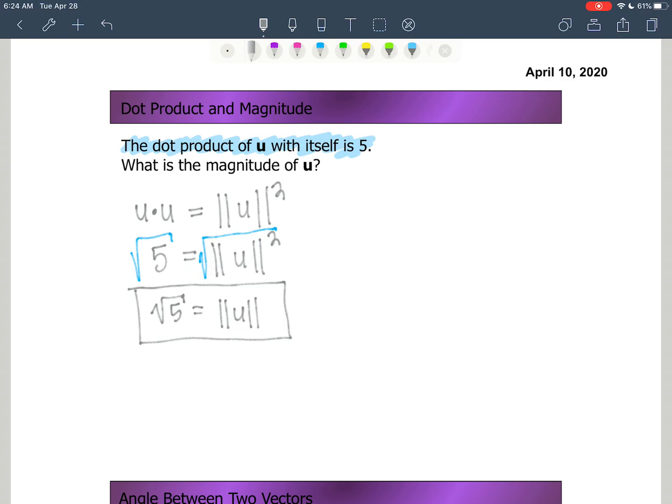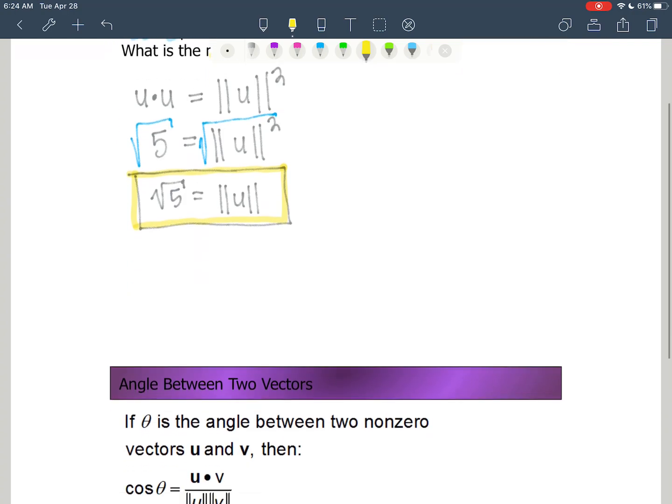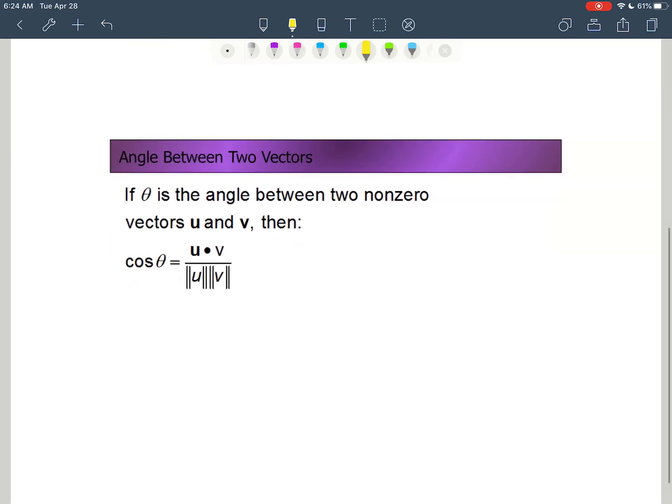So this is a great example of utilizing your notes. You can't just take them and then never rely on them. You need to actually go back through and refer to them. Okay, where do we use this? The angle between two vectors.